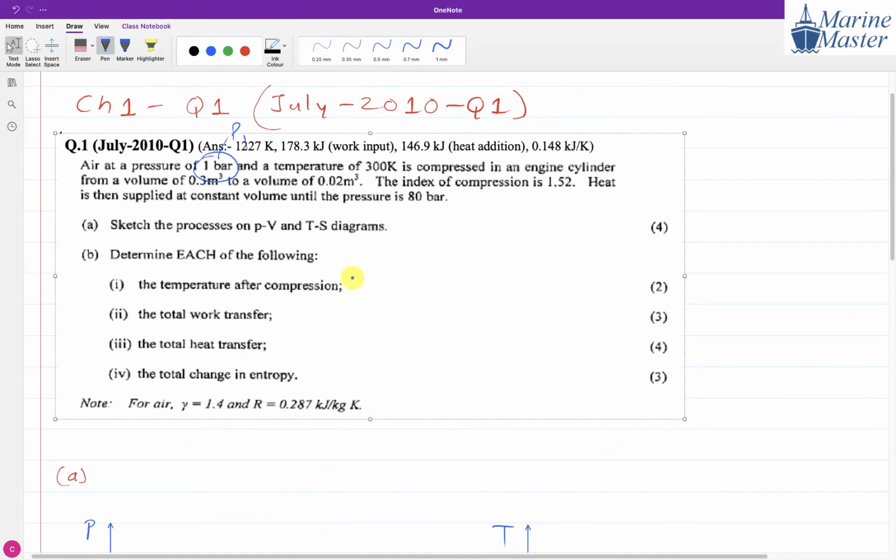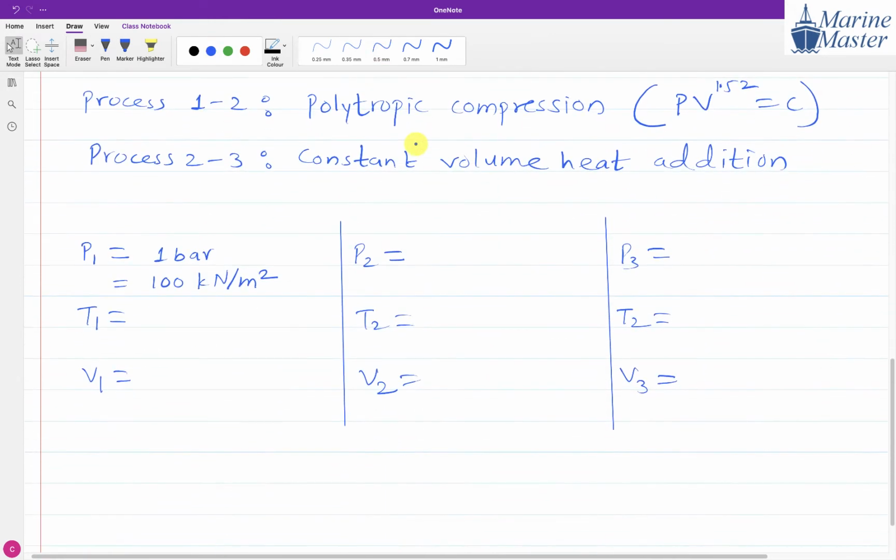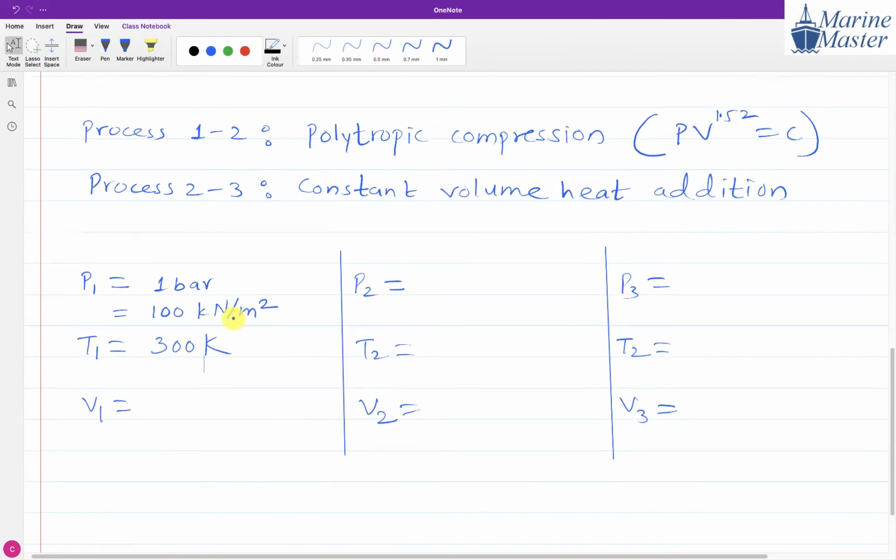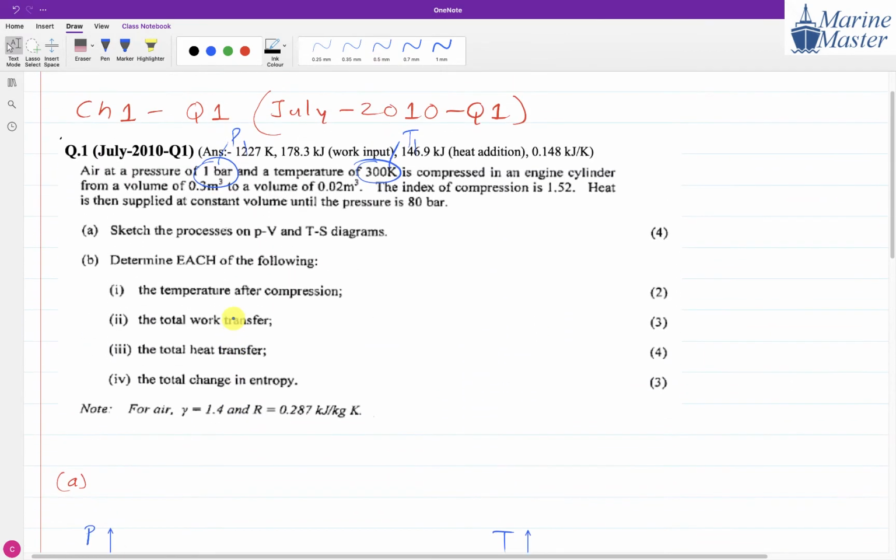Now, and the temperature is 300 Kelvin. So for the air, initial pressure is 1 bar and initial temperature is 300 Kelvin. So here T1 is 300 Kelvin, the initial temperature.